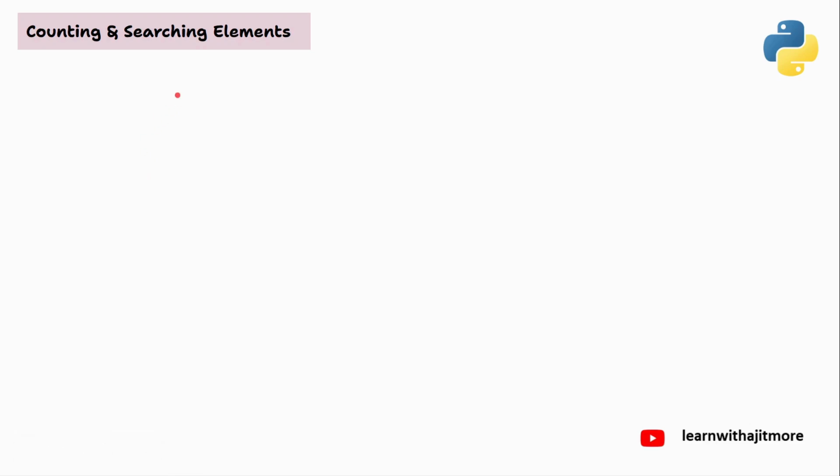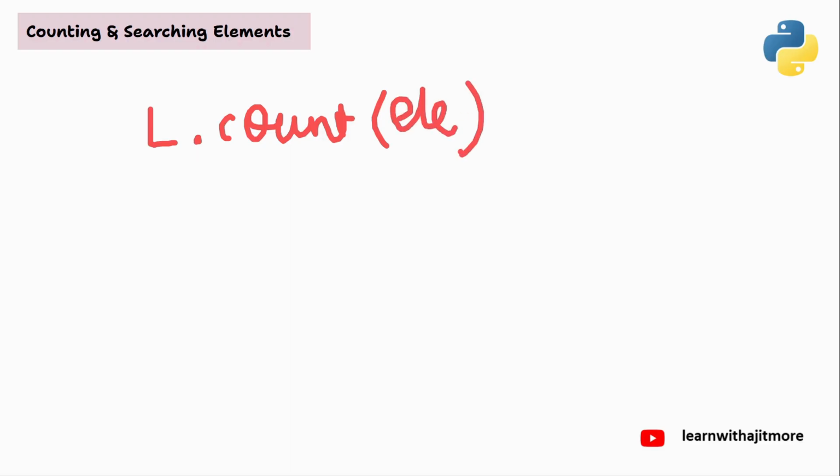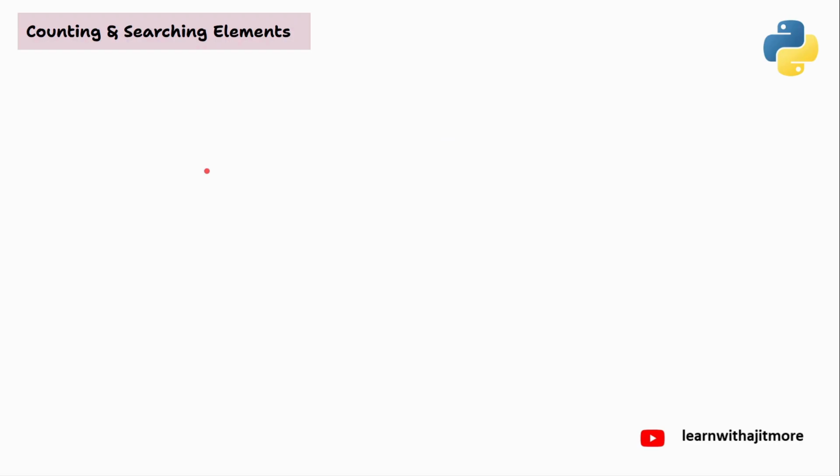There's one method called count. It's a method, remember. Method means you'll call it using a dot operator. So your list object dot count and give the element. It will check how many times that element occurs in your list and it will return the count of it. That simple, this method is list.count and give the element.